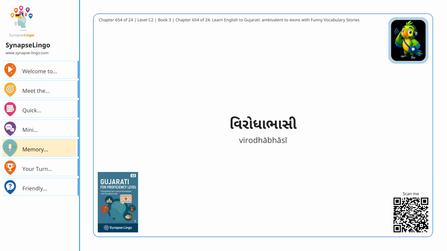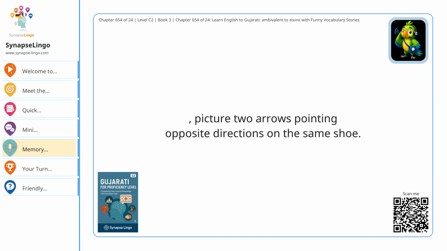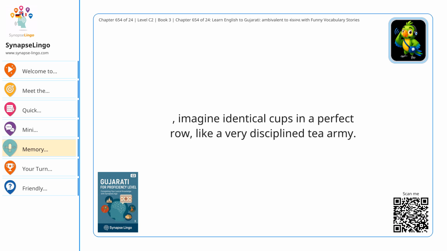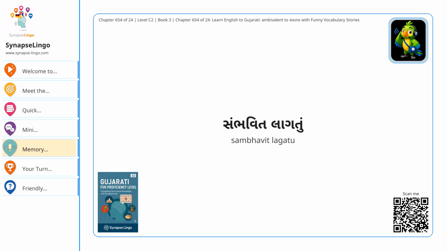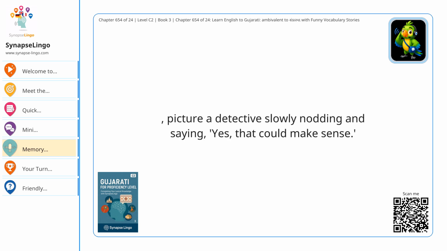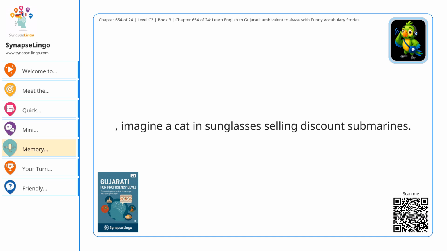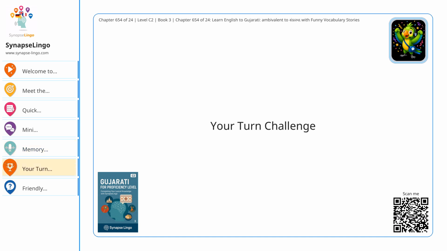विरोधाभासी: picture two arrows pointing opposite directions on the same shoe. सुसंगत: imagine identical cups in a perfect row, like a very disciplined tea army. संभवित लागतो: picture a detective slowly nodding and saying, yes, that could make sense. शंकास्पद: imagine a cat in sunglasses selling discount submarines. Your turn challenge. Now let's see if these words are starting to behave.